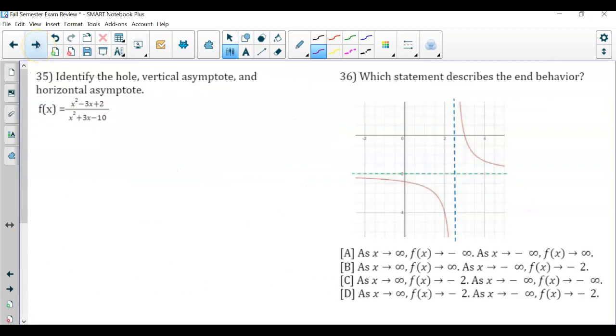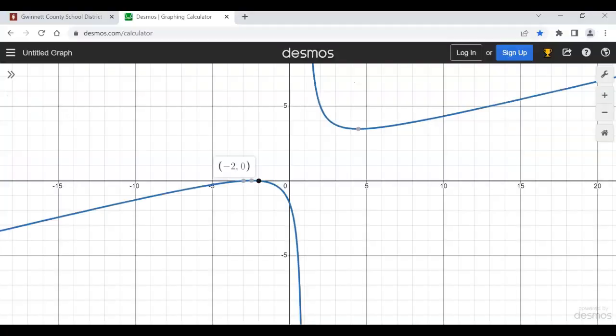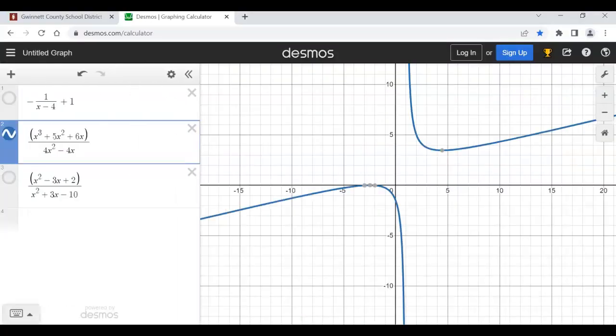Now in question 35, we're calculating and identifying these pieces. So if you're unsure about identifying the hole and the vertical asymptote and the horizontal asymptote, at least start with the graph, right? So I'm going to go to the graph. This is from a previous problem.